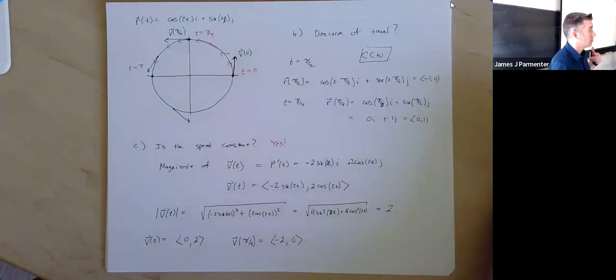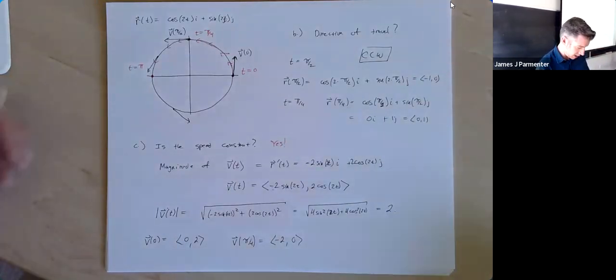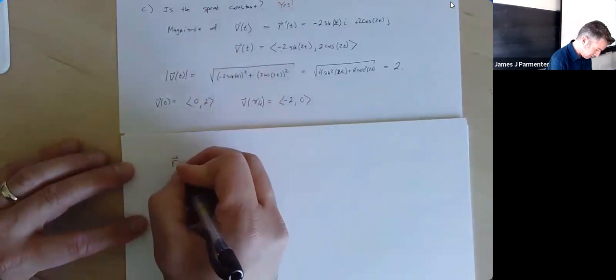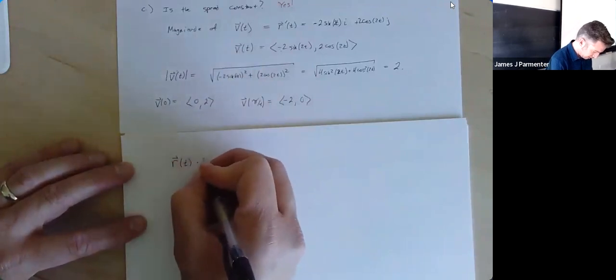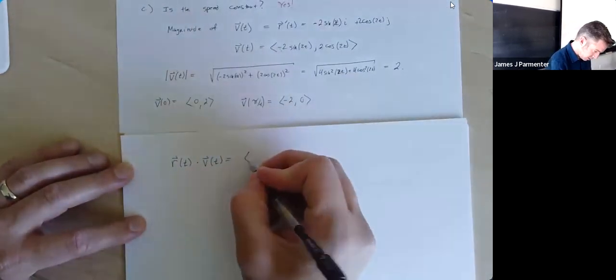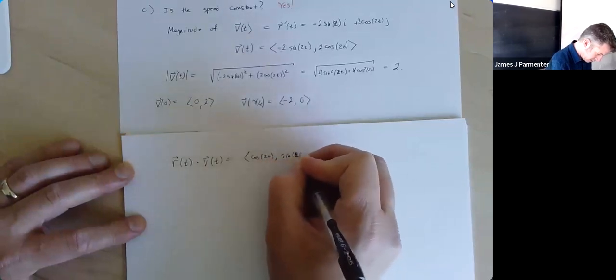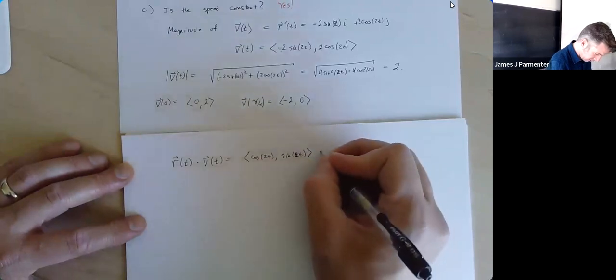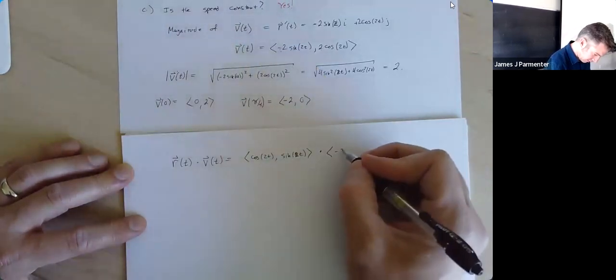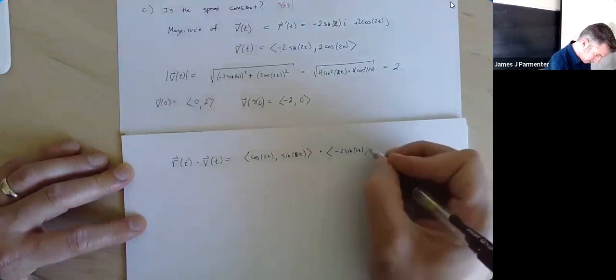If that's the case, then the velocity dotted with the position is 0 at any given point. I believe so. That seems correct. We could certainly check it out. I'm curious. So let's say, what is the position vector dotted with the velocity vector? Well, let's see. Our position vector was cosine of 2t, sine of 2t. And our velocity vector was -2 sine of 2t, comma 2 cosine of 2t.